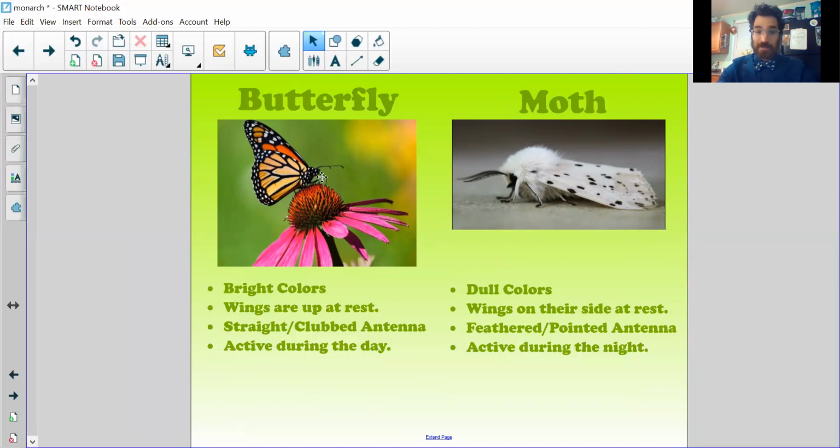Look at these antennae here in the butterfly. You see they're straight and they have little clubs at the end of them, unlike the moths, which are feathery and pointed. And butterflies are diurnal, that means they're active during the day. And moths are nocturnal, which means they are active at night. So they look the same, but they have a lot of differences.